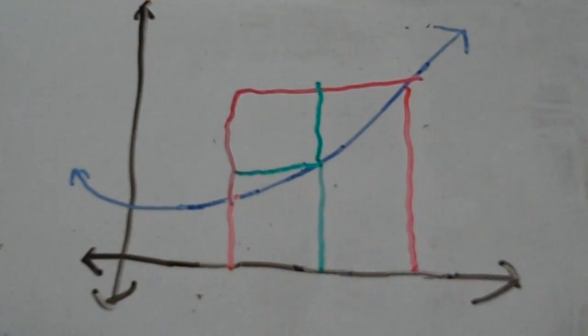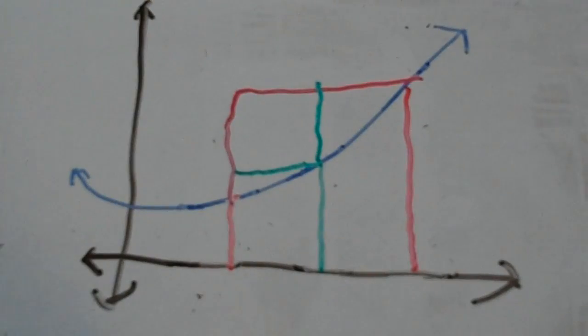And as we get more and more rectangles, the areas of those combined rectangles get closer and closer to the area under the curve. So our goal is to essentially get an infinite number of rectangles.